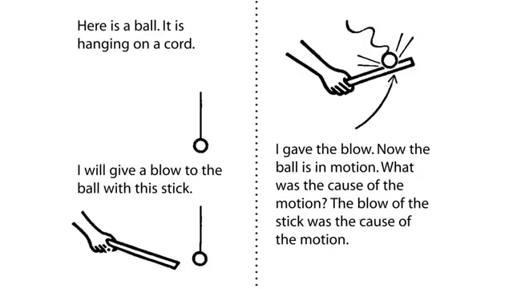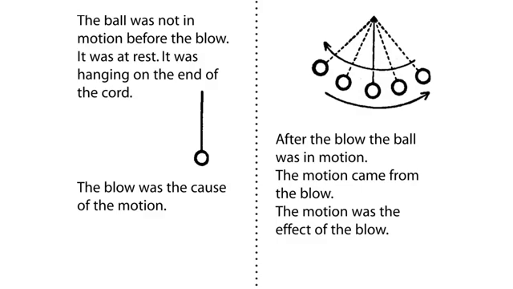Here is a ball. It is hanging on a cord. I will give a blow to the ball with this stick. I gave the blow. Now the ball is in motion. What was the cause of the motion? The blow of the stick was the cause of the motion. The ball was not in motion before the blow. It was at rest. It was hanging on the end of the cord. The blow was the cause of the motion. After the blow, the ball was in motion. The motion came from the blow. The motion was the effect of the blow.